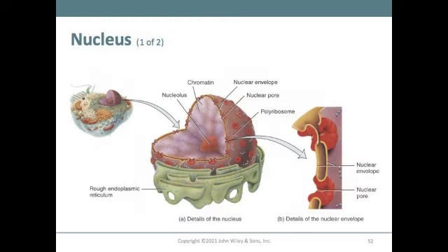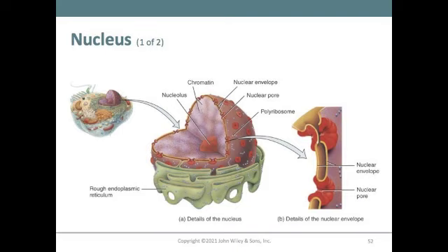Moving on to figure 3.24 on page 90, the nucleus is a spherical or oval-shaped structure that usually is the most prominent feature of a cell. Most cells have a single nucleus, although some, such as mature red blood cells, have none. In contrast, skeletal muscle fibers and a few other types of cells have multiple nuclei.